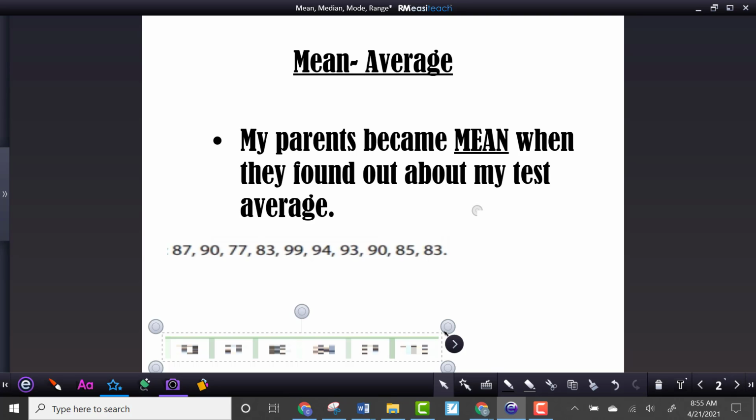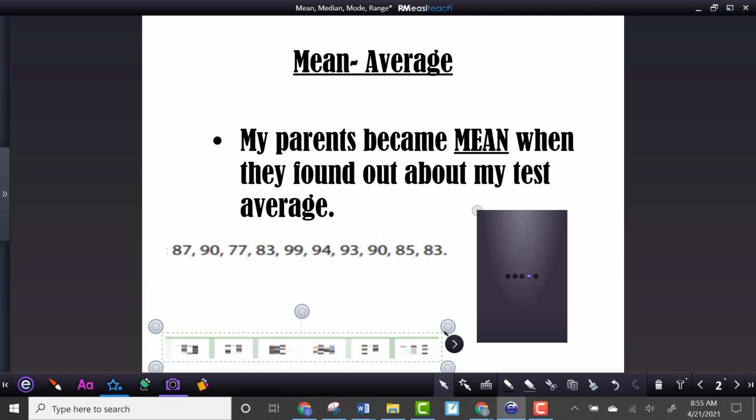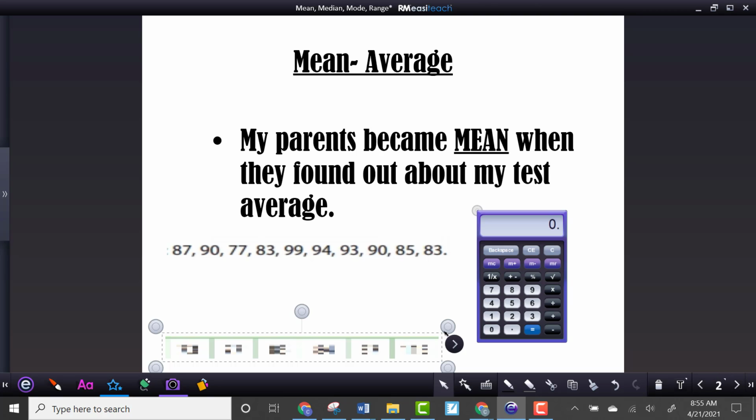Now there are a few different ways to remember these different math terms. First of all, the mean. What that represents is the average. And I would like you to write this down in your math journal. Also, I want you to write down the way to remember this. My parents became mean when they found out about my test average.